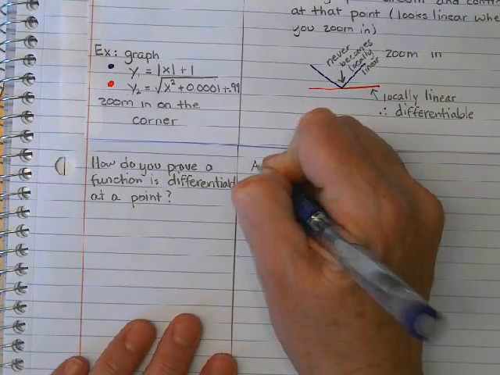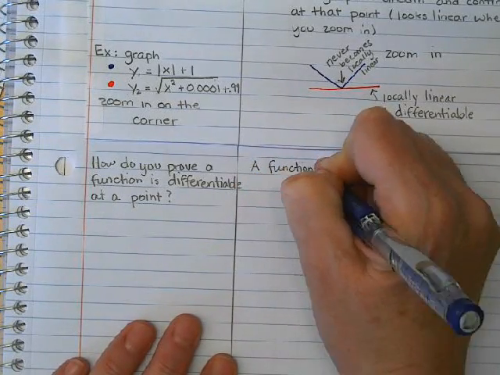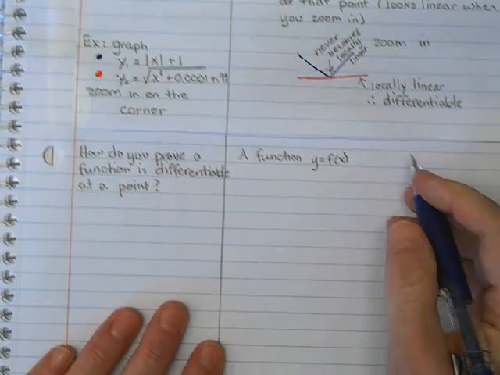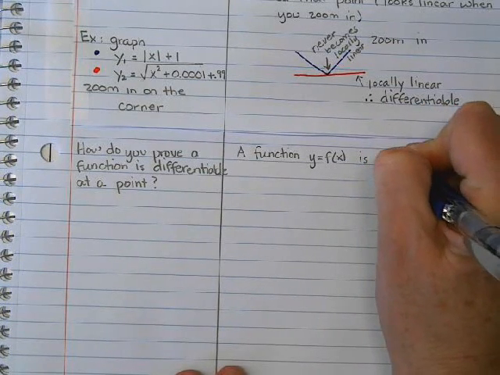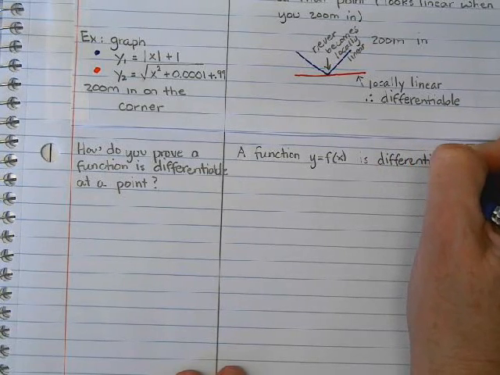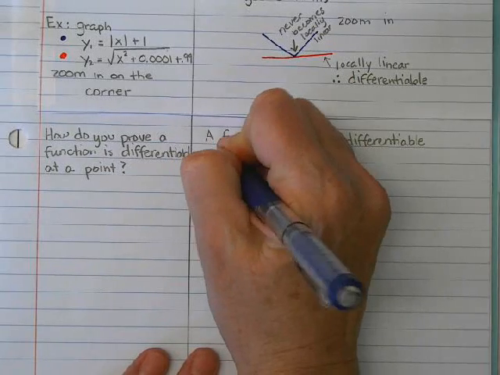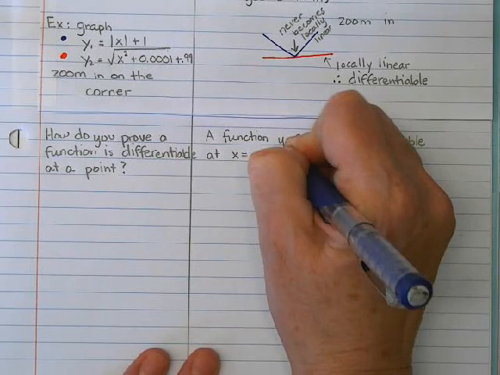We're going to say a function y equals f of x is differentiable at x equals c, so at some point, if and only if.